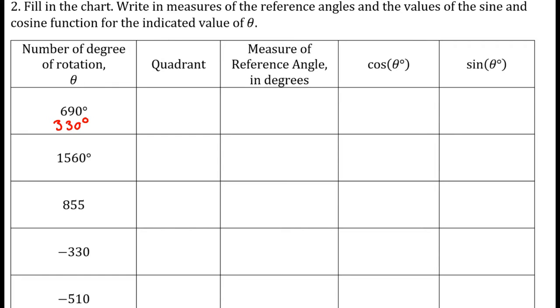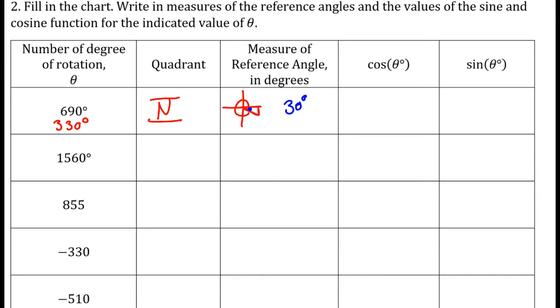Well, 330 lies in quadrant 4. And what reference angle is that? Well, if I spun around to 330, I always drop back down to the x-axis to make my triangle. That little blue angle there, well, the red is 330. To keep spinning, I would need another 30 degrees.